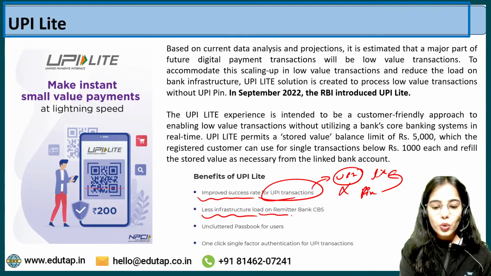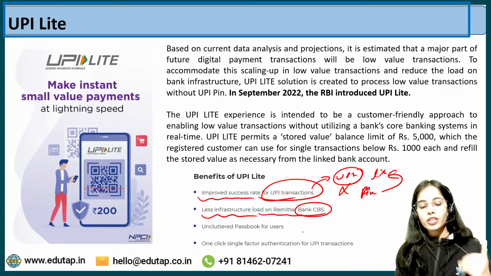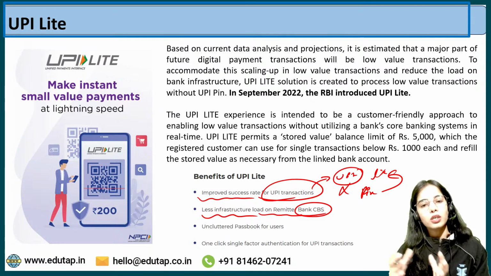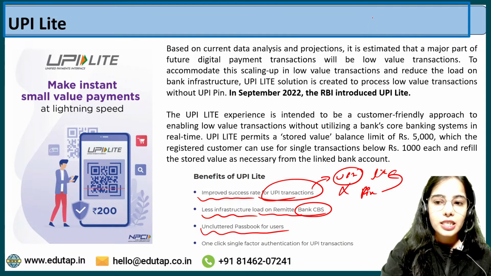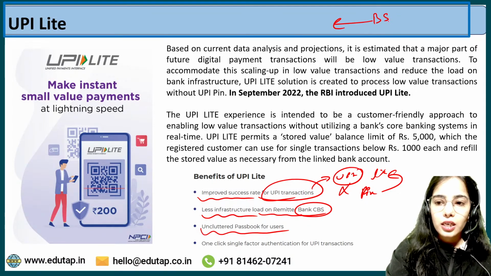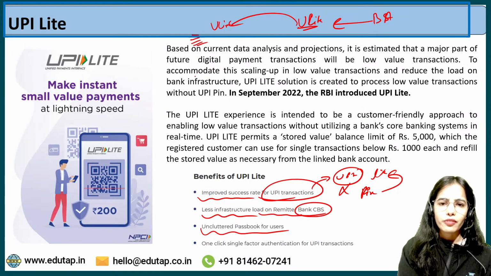Less infrastructure load on the remitter bank's core banking system, so it will not put infrastructure load on the banks. Uncluttered passbook for the users. Only one transaction will be shown, that from the bank account you have transferred the money to UPI Lite. Then you can go to the UPI Lite feature where the transactions will be shown to you, that where you have done the transaction.